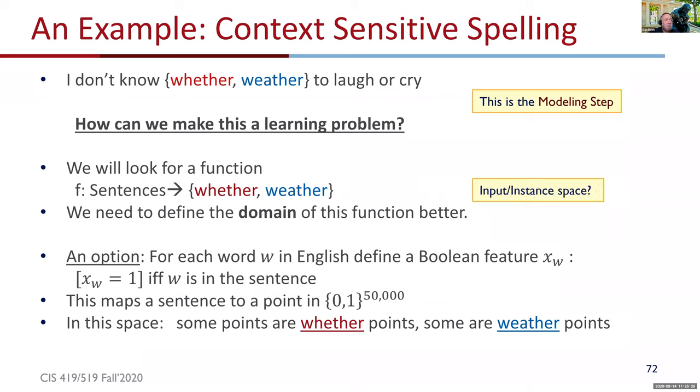And the instance space now becomes a set of 50,000 dimensional vectors that are very, very sparse. Very few of the entries in each vector are ones, the length of the sentence, basically. Modulo repetition, as you mentioned before.